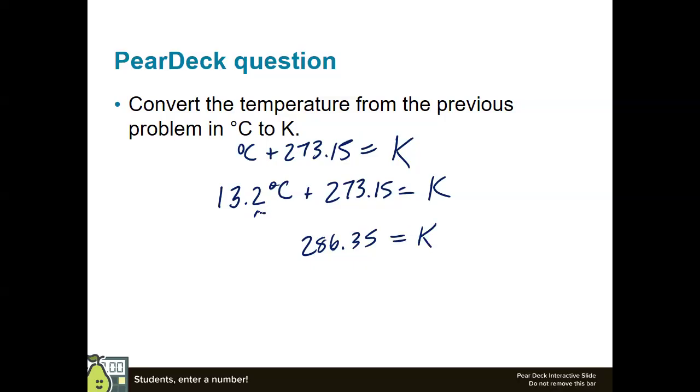And again, just keeping the same idea. We had 1 decimal place. We're going to keep 1 decimal place. 286.4 Kelvin would be the correct result.